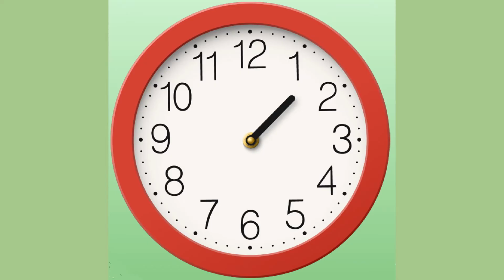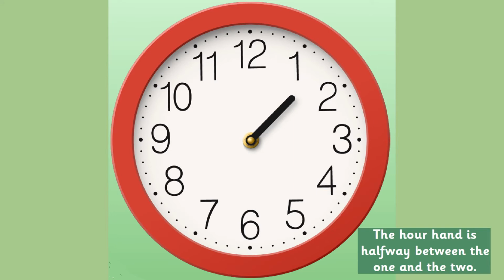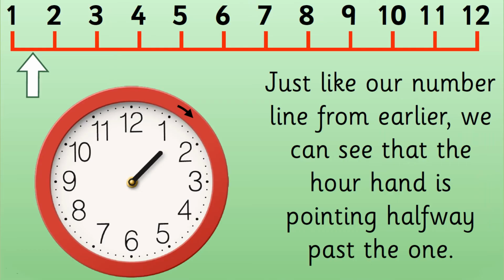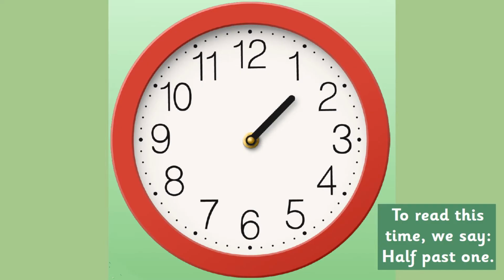What time do you think this clock is showing? Think back to your number line activity at the beginning of this lesson. The hour hand is halfway between the 1 and the 2. Still need some clues? Well, just like our number line from earlier, we can see that the hour hand is pointing halfway past the 1. So, to read this time, we say 1:30.